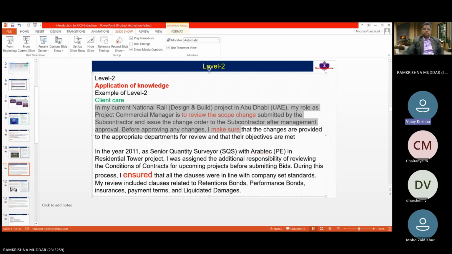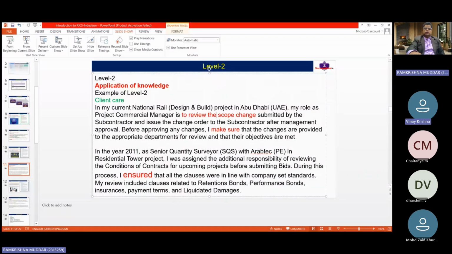Yeah, sure. In my current National Rail Design and Build project in Abu Dhabi, my role as project commercial manager is to review the scope change submitted by the subcontractor and issue the change order to the subcontractor after the management approval. Before approving any changes, I make sure that the changes are provided to the appropriate departments for review and their objectives are met.